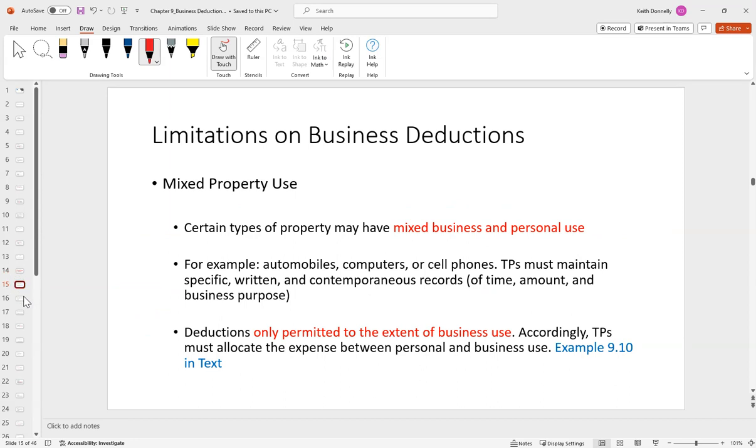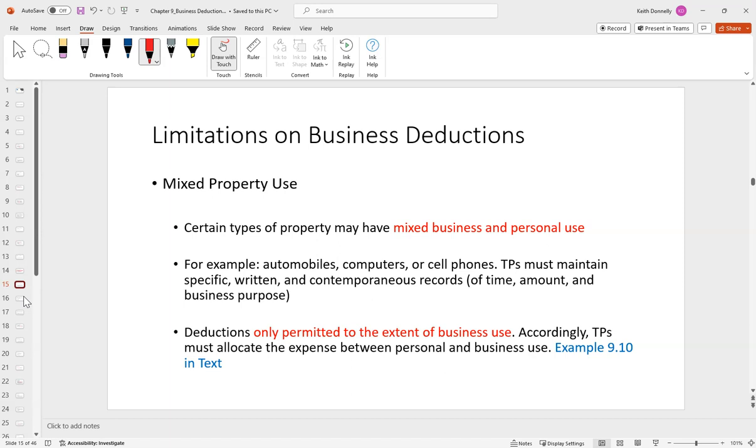The next one here is that certain types of property do have mixed use. So automobiles, computers, cell phones, right? You got to maintain records for this. The idea is you only get a deduction to the extent of business use, right? So say you have a car, right? And say the expense for it is 10 grand a year, and you're only using that to drive an Uber 20% of the time you drive the car, right? Well, you're only going to get 20% of that deduction.